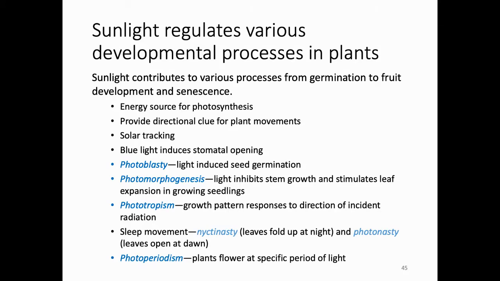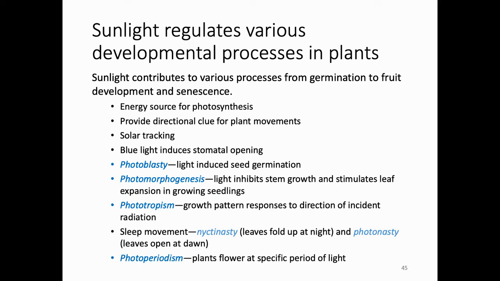Hi guys, this is the last topic of this lecture. It's about light regulation of developmental processes. So light has several benefits to plants beyond photosynthesis. Light also provides a directional cue or signal for plant movement like solar tracking, and blue light, as I mentioned earlier, controls stomatal opening.